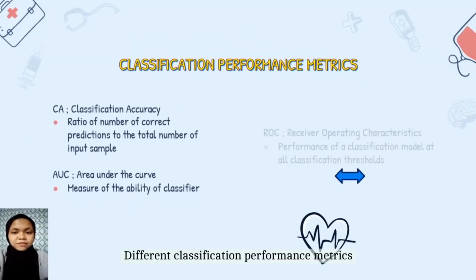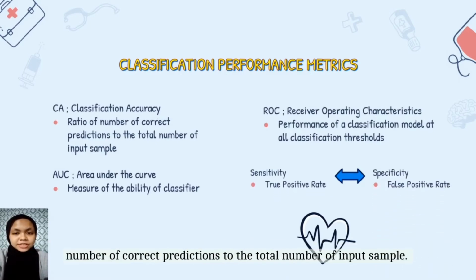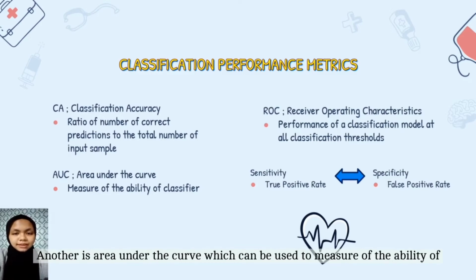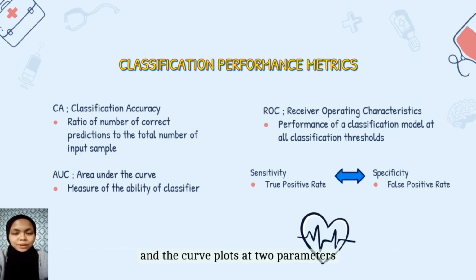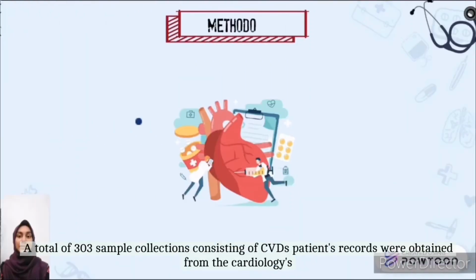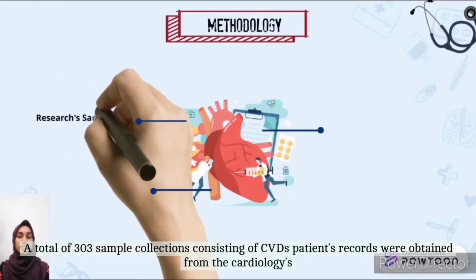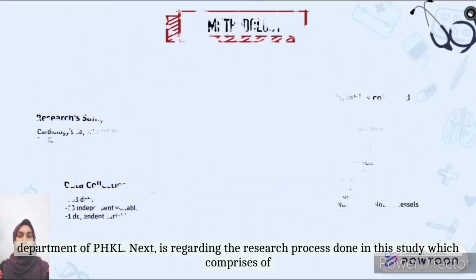Different classification performance metrics are used to predict the risk level of each patient. Classification accuracy refers to the ratio of the number of correct predictions to the total number of input samples, and there is area under the curve, which can be used to measure the ability of a classifier. The receiver operating characteristic is a graph showing the performance of a classification model at all classification thresholds, and the curve plots two parameters, which are true positive rate as sensitivity and false positive rate as specificity. Three sample collections consisting of CVD patients' records were obtained from the cardiologist department of PHKL.